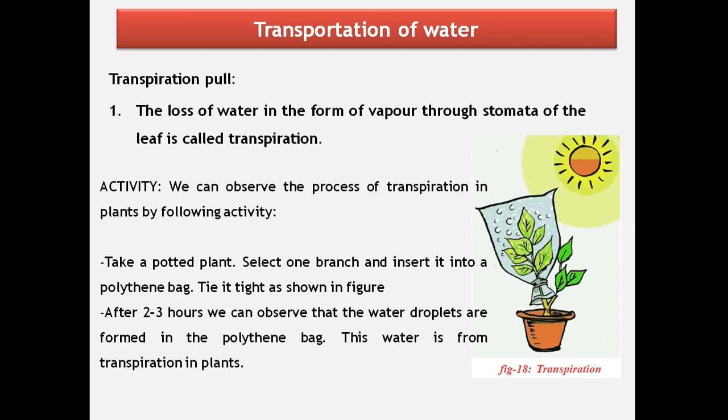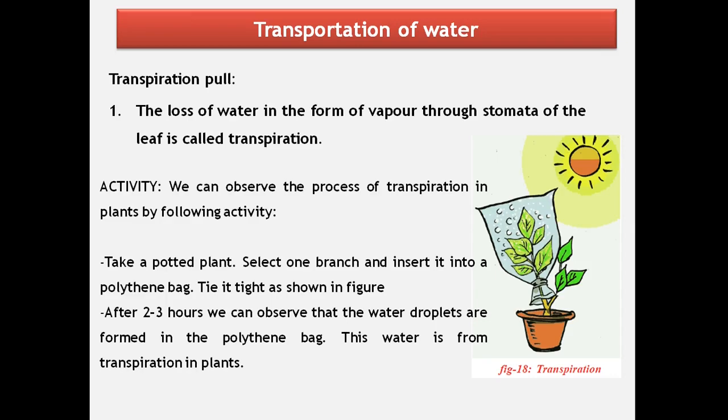First of all, what is transpiration? The loss of water in the form of vapor through the stomata of the leaves is called transpiration. And through lenticels also transpiration takes place. Lenticels are the pores which are present on the stems. So, through the lenticels also transpiration takes place.